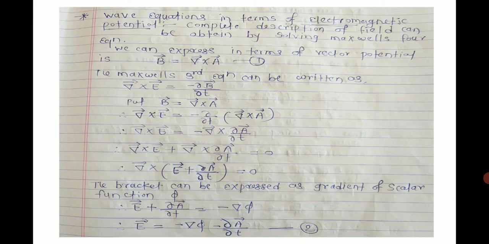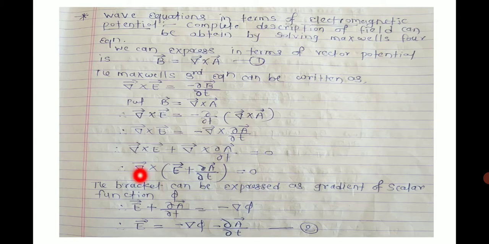Okay, then by using equation 1, we put B equal to del cross A. The equation becomes del cross E is equal to minus delta by delta T of del cross A. Then del cross E is equal to minus del cross delta A by delta T. Transposing the RHS term to the LHS, it becomes plus, and del is common, so del cross of E plus delta A by delta T is equal to 0.